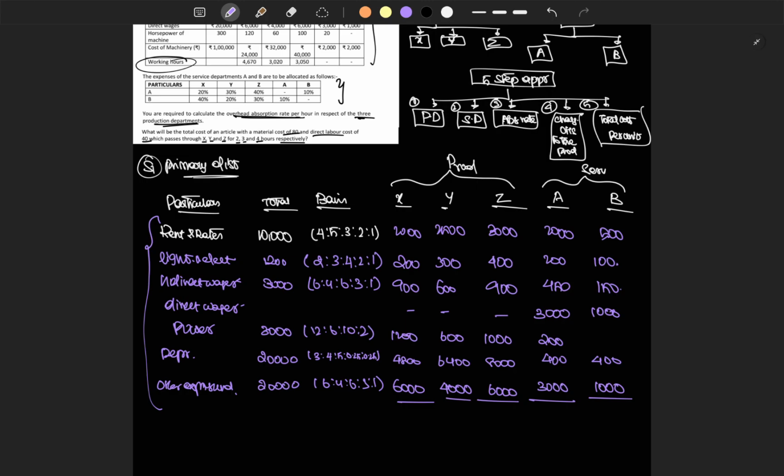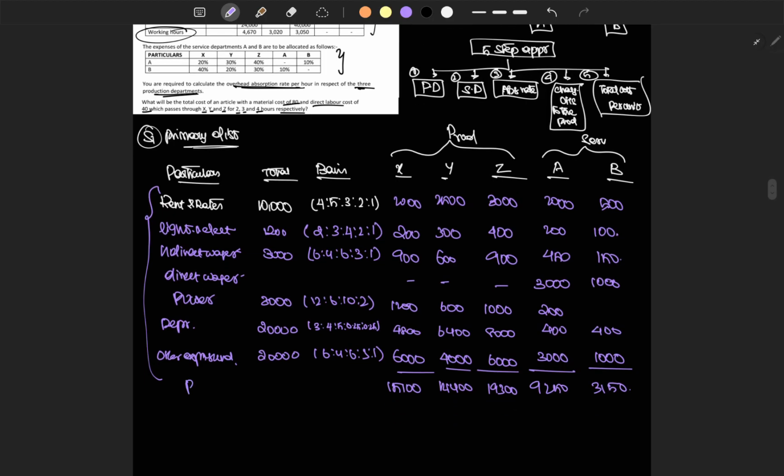So 2,000 plus 200 plus 900 plus 1,200 plus 4,800 plus 6,000, which is 15,100. 2500 plus 300 plus 600 plus 600 plus 6400 plus 4000, which is 14,400. 3000 plus 400 plus 900 plus 1000 plus 8000 plus 6000 gives us 19,300. 2000 plus 200 plus 450 plus 3000 plus 200 plus 400 plus 3000 gives us 9,250. 500 plus 100 plus 150 plus 1000 plus 400 plus 1000 gives us 3,150. This is the primary distribution value as per departments.